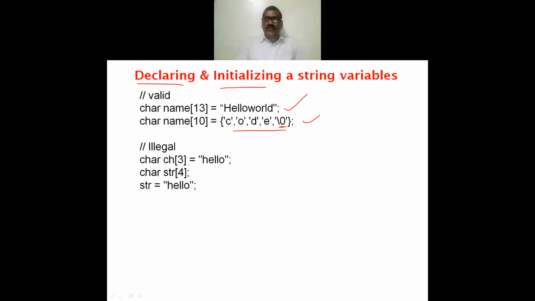But coming to this way, char ch of 3 is equal to hello, then char str of 4, then str is equal to hello. If you do like this, it is an invalid way of assigning a string to str. Fine. This is what we call illegal declarations and initializations.